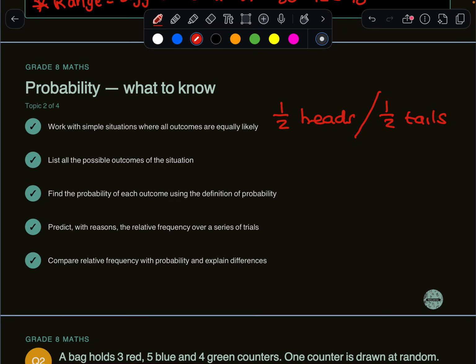So equally likely outcomes. You might have to list all the possible outcomes of a situation. Like I've said, if you throw a coin, you can either get heads or tails. Those are all the possible outcomes. Then find the probability of each outcome using the definition of probability. So say I have a bag. Let's do a bag.